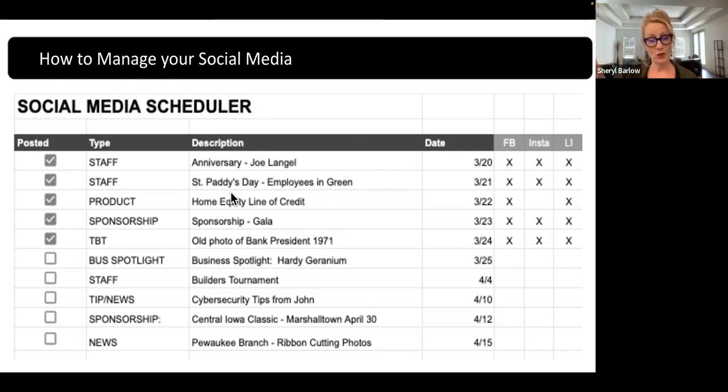Then when the year flips over, you've got this big history on one sheet, and you can actually reuse a lot of it, because Joe's going to have another anniversary on March 20th, for instance. That is simply how I manage it. It is so much easier when you have it on a spreadsheet in front of you.